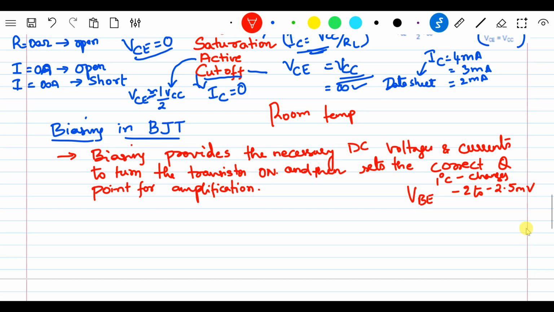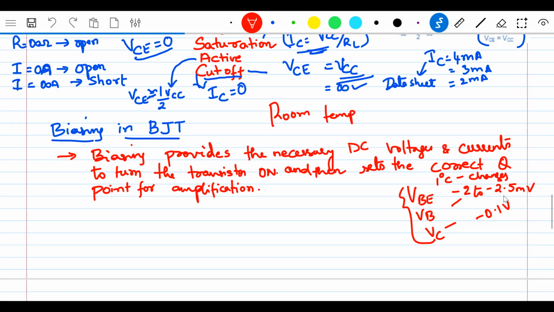Similarly, the base voltage VB will also decrease in the same way, whereas your collector voltage VC will decrease by around -0.1 volts. So it will affect the currents IC, IB, IE also. These changes will definitely make the transistor behave differently. -2 to -2.5 millivolts is very high because when we design an amplifier circuit using BJT, the input voltage we give is very small. We normally call it small signal operation.